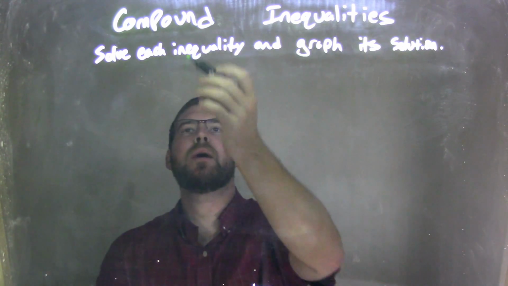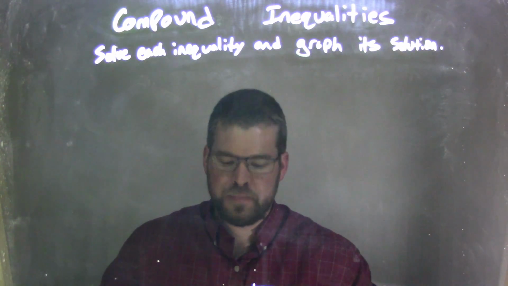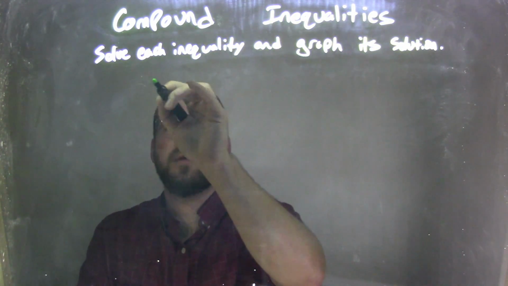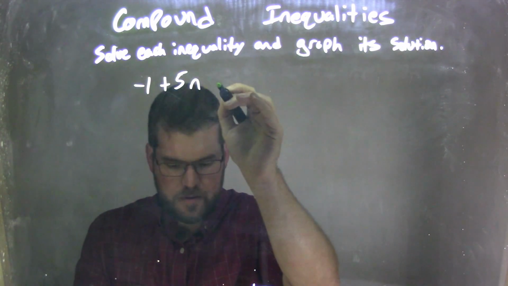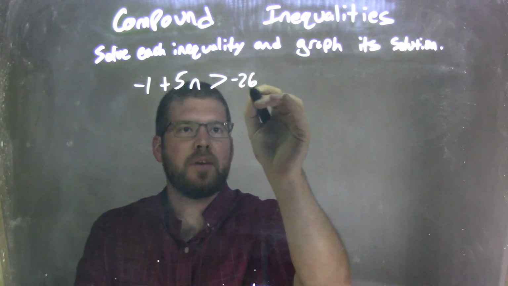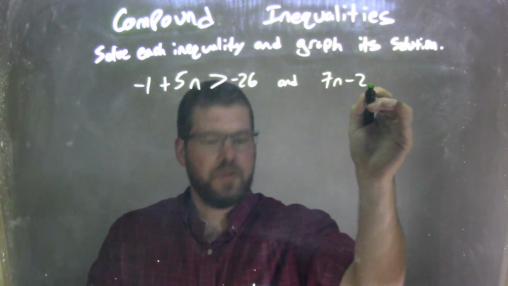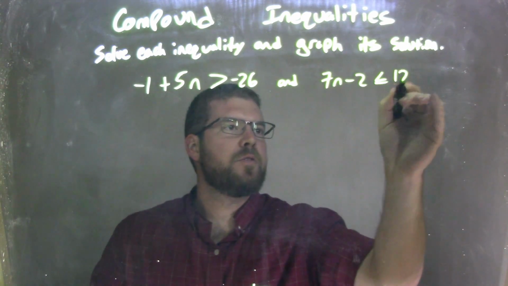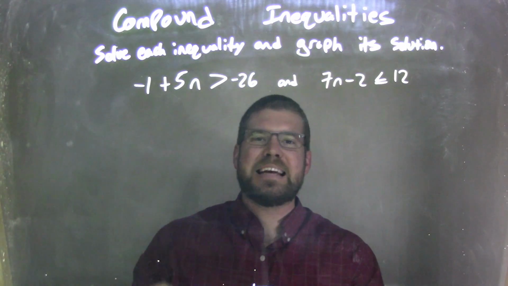And today we're going to learn about compound inequalities, and we're going to solve each inequality and graph its solution. So if I was given this inequality, -1 plus 5n is greater than -26, and 7n minus 2 is less than or equal to 12. Well, my first step here is I want to solve each inequality individually.